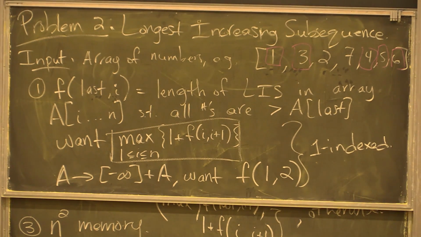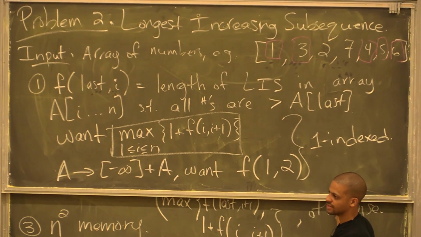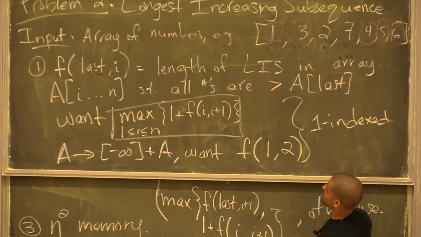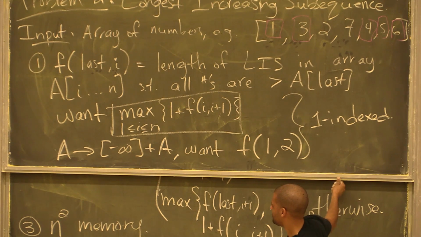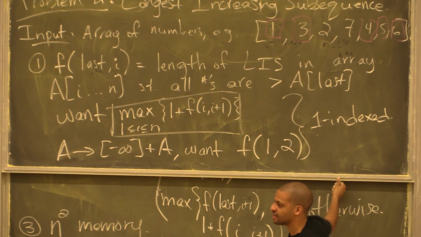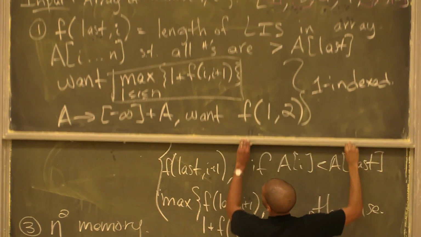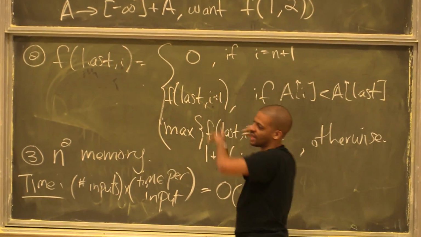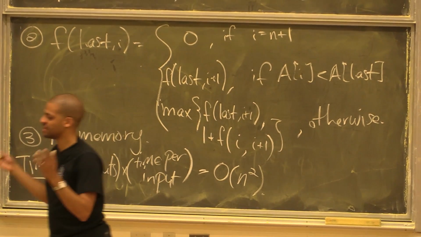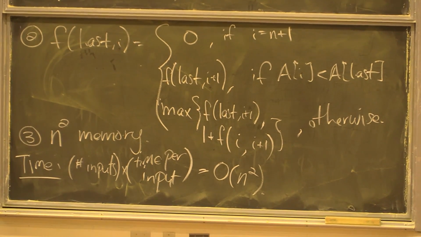Any other questions? Yeah, in the runtime? What about it? The number of inputs. Well, we said there are n possibilities for last, and n, or n plus 1, possibilities for I. So the total number of inputs is roughly n squared. And that was a top-down implementation.